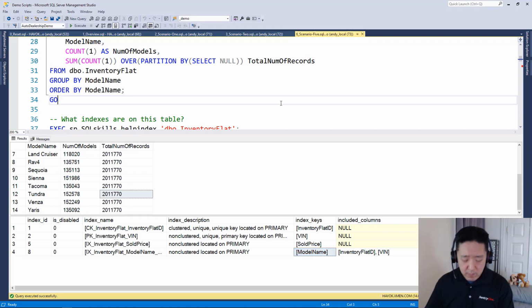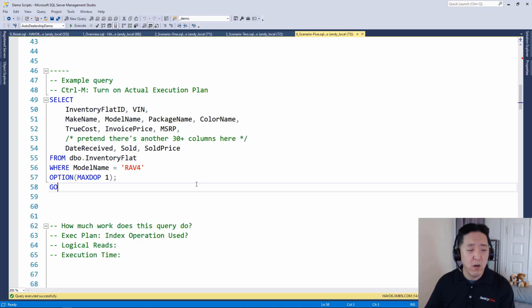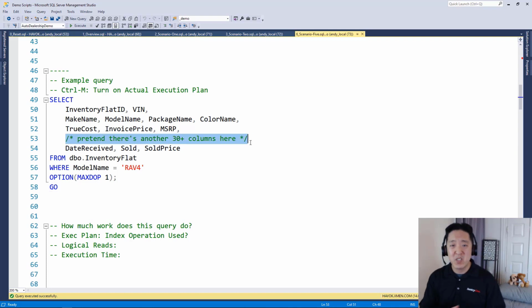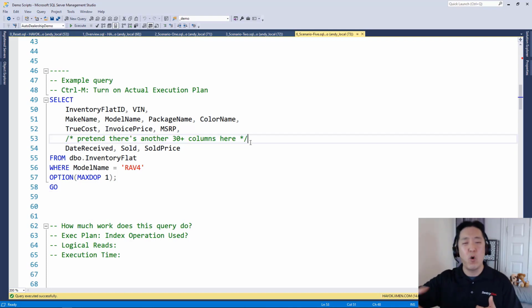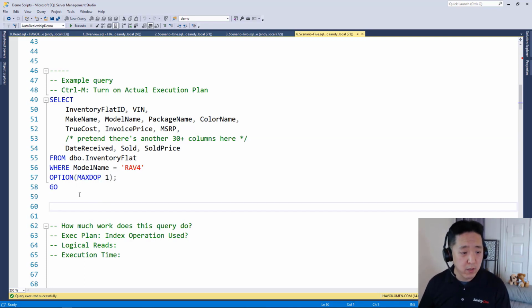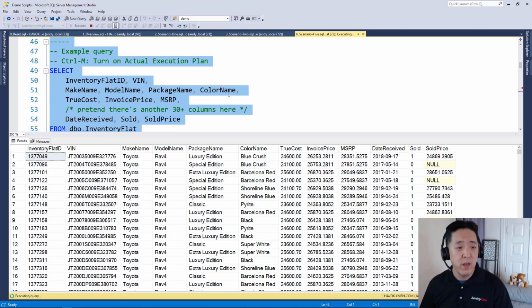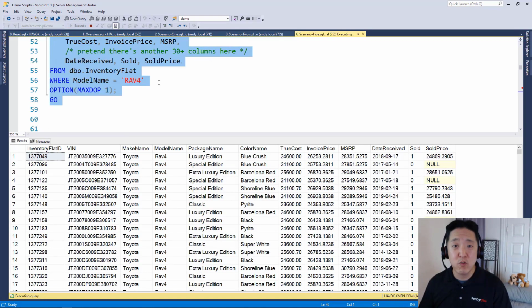Okay, all right, so we have an example query here where I'm going to be selecting a whole bunch of different columns. But again, part of it is that, pretend that this is a much wider table. So there's a whole bunch of different columns that we have to bring back. Maybe it's like a reporting data warehouse or something like that. So this is our inefficient scenario. So I want to turn on actual execution plan. And then we're just going to get everything from that inventory table where the model name is equal to RAV4.